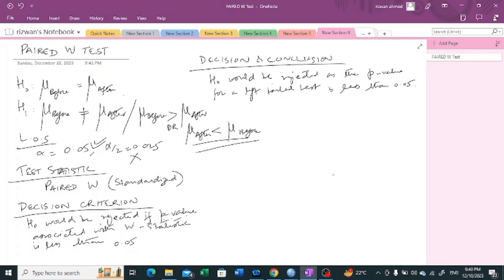This is how we can perform a paired W test under the condition when we are given the sample data as dependent samples, and with the assumption that the pair differences do not follow an approximately normally distributed behavior. So that's all from this topic.